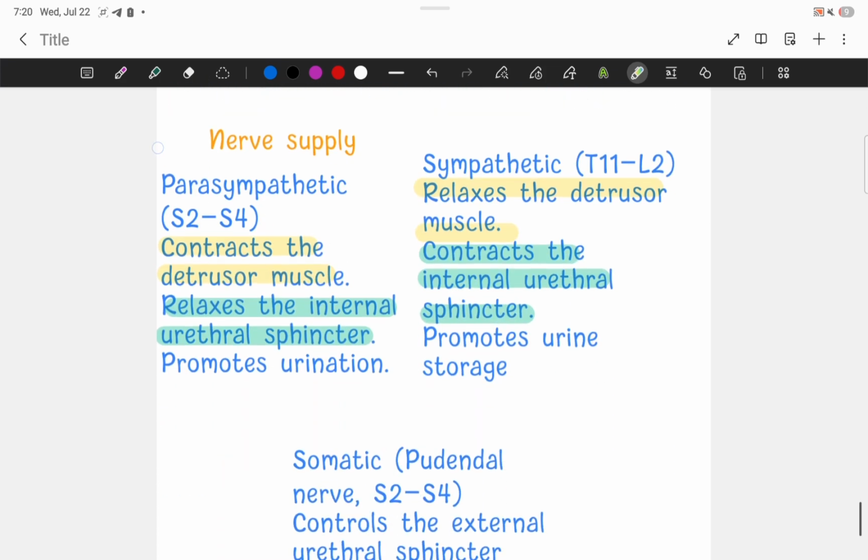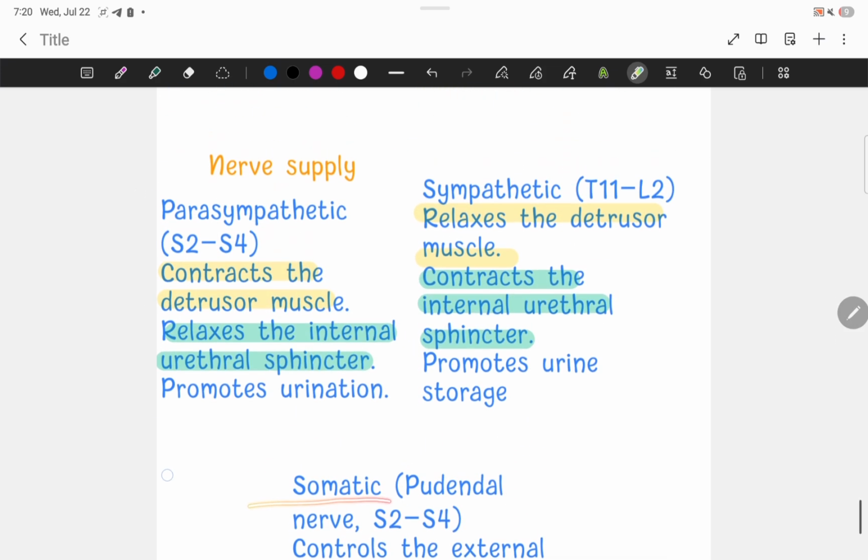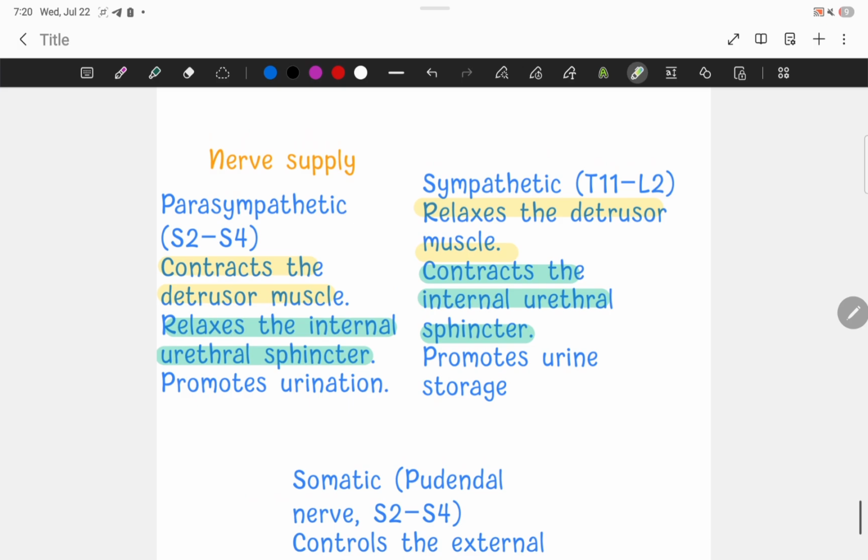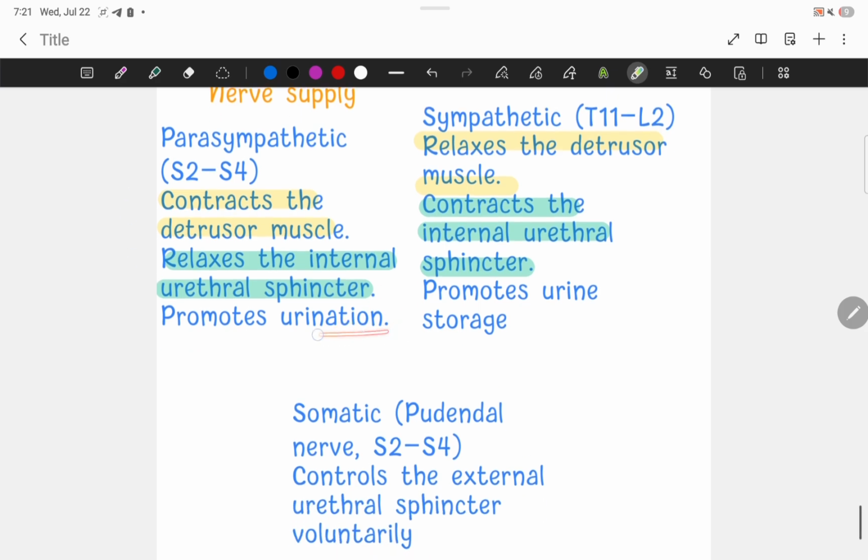So we talk about nerve supplies. When these nerves are contracting, the muscles are okay, and when they are relaxed, the muscles are okay. So we have autonomic supply and somatic supply. We talk about autonomic. The first is the parasympathetic, the boss. The parasympathetic contracts the detrusor muscle and relaxes the internal urethral sphincter. So what can it promote? It can promote urination.